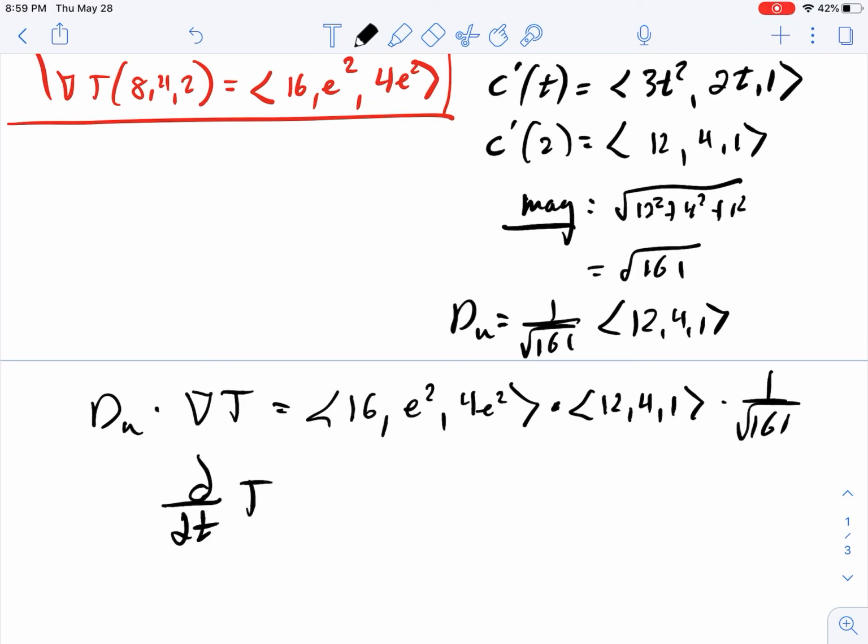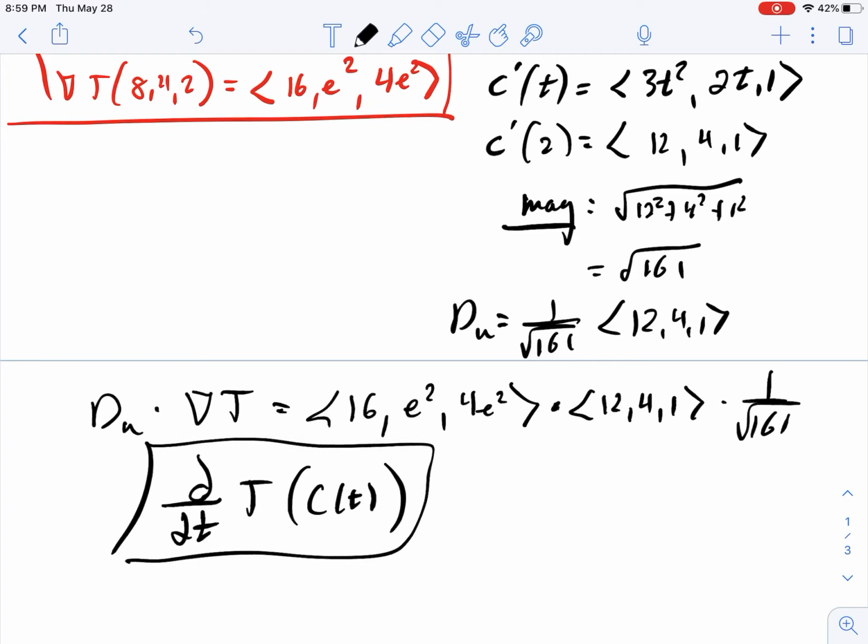A little note here. If I just ask you to do, let's say, the partial d dt of f of c of t, if I was asking just for that, not the directional derivative, but just the derivative of f of c of t, a function composition, then basically it'd be the same thing.